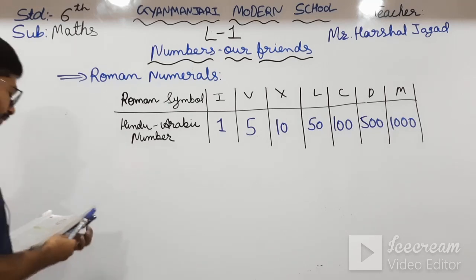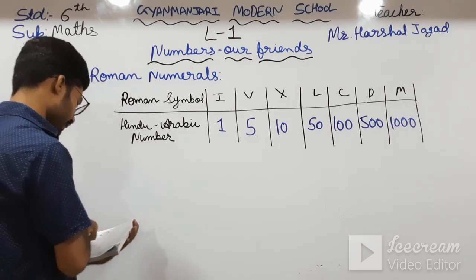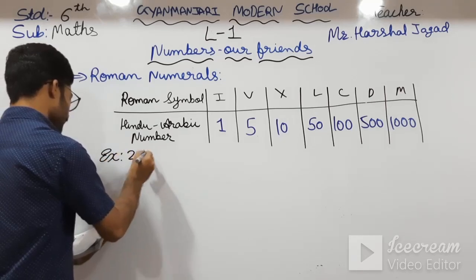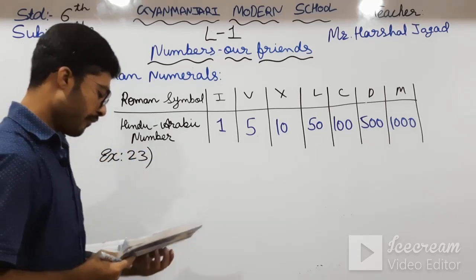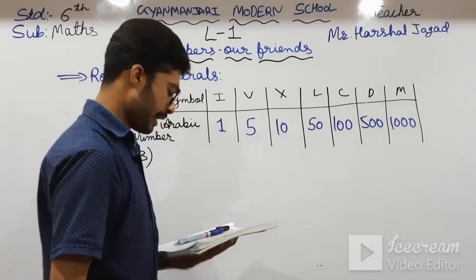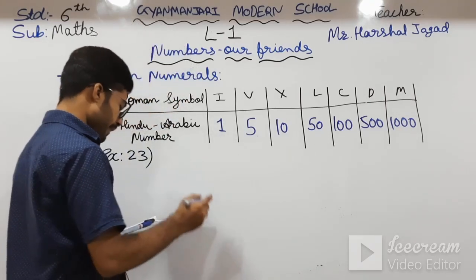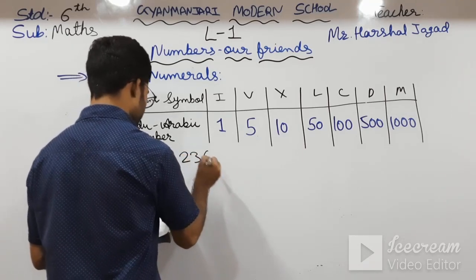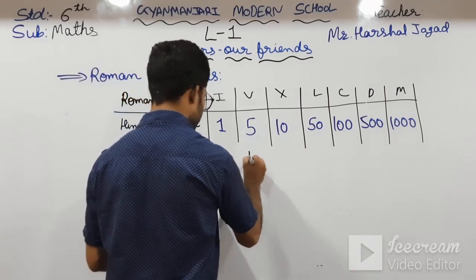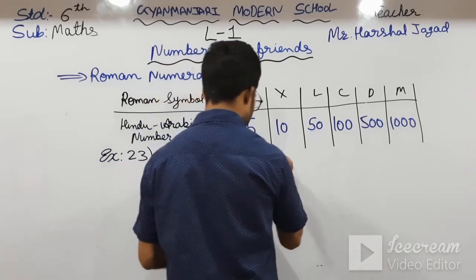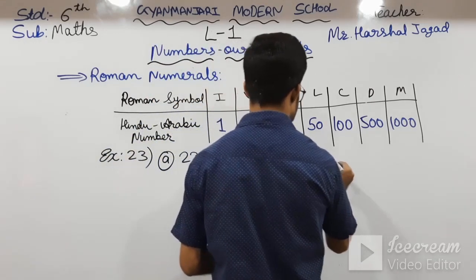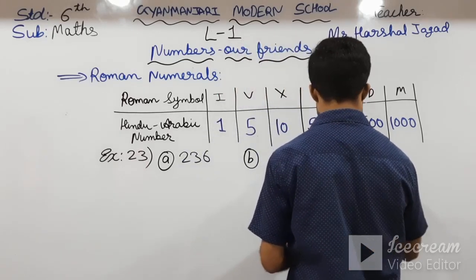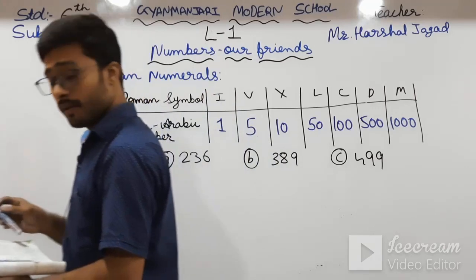Here, example number 23 is what we have to do. Write the equivalent Roman numerals for the following Hindu-Arabic numerals. Here A is 236, B is 389, C is 499.